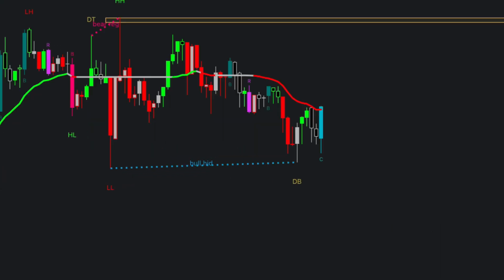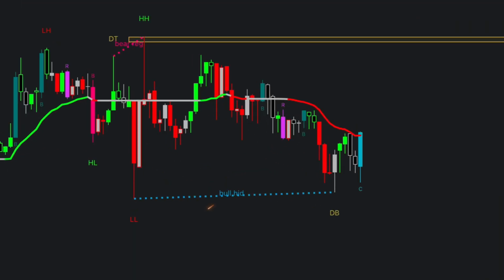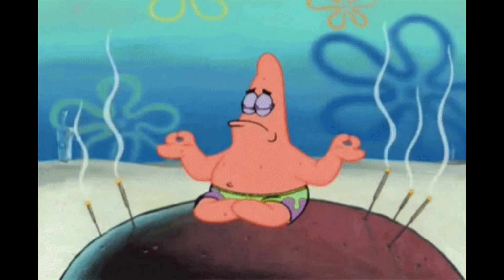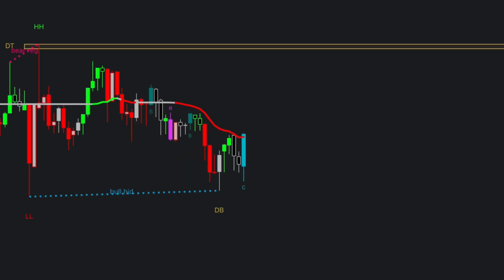Look for both bullish and bearish divergences in your chosen asset and time frame. Once you spot a divergence, keep an eye out for a signal bar like this bullish continuation bar, as this forms the basis for your trading decision. Patience is key. Wait for the signal bar to fully form and confirm the setup with candle close. Once confirmed, act swiftly by setting your trade entry near the closing price of the signal bar.